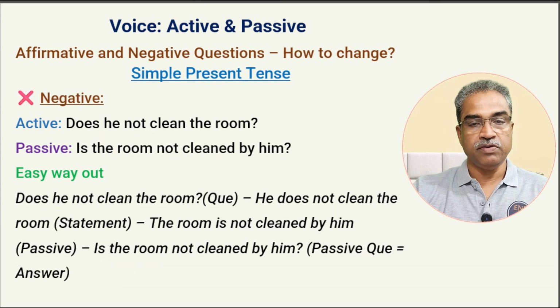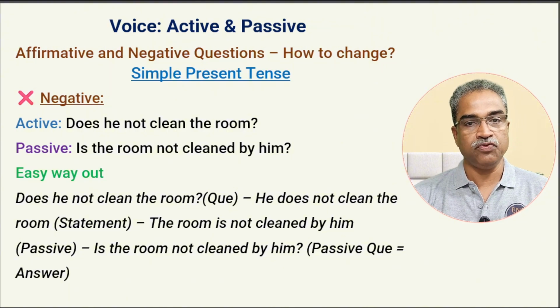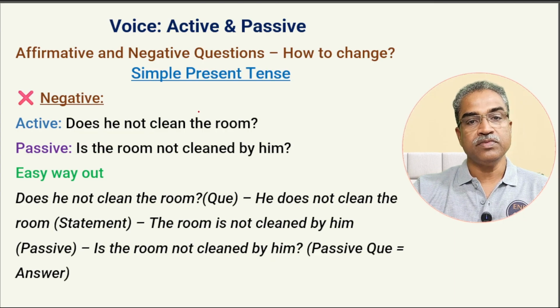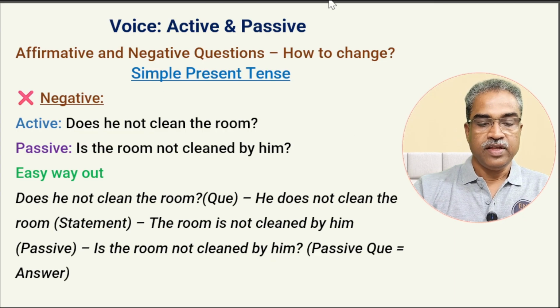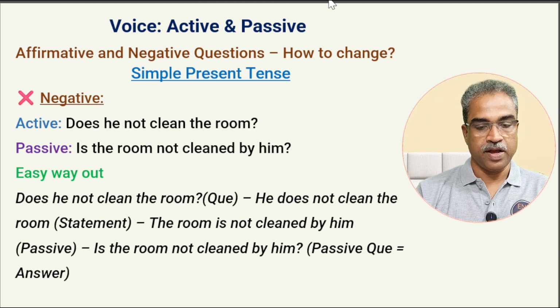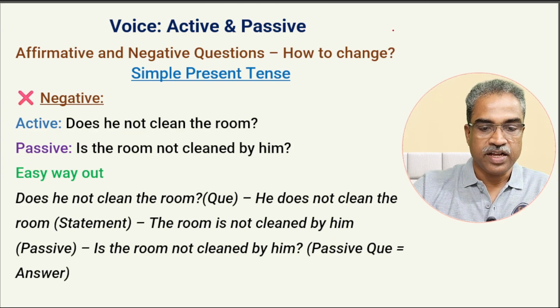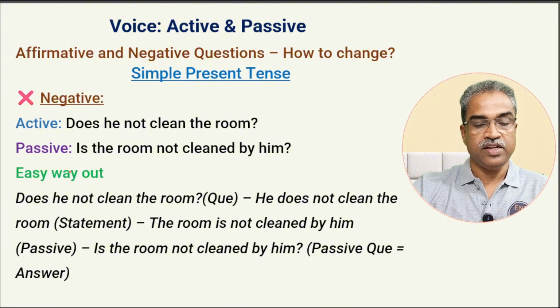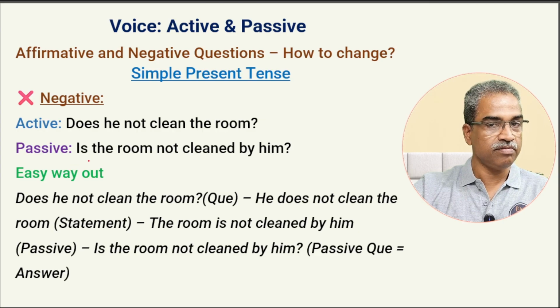And one more sentence we will do this time. We will go for a negative sentence. Okay, negative question here. So, does he not clean the room? So negative question. You can change this into did he not clean the room? It becomes simple past. Will he not clean the room? It becomes simple future. You apply the rule. The steps are the same. So active: does he not clean the room? This is the original question. And its answer will be, is the room not cleaned by him?